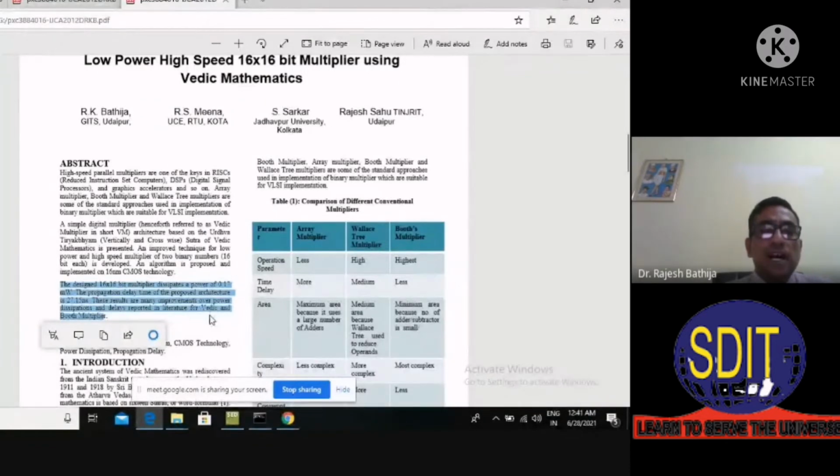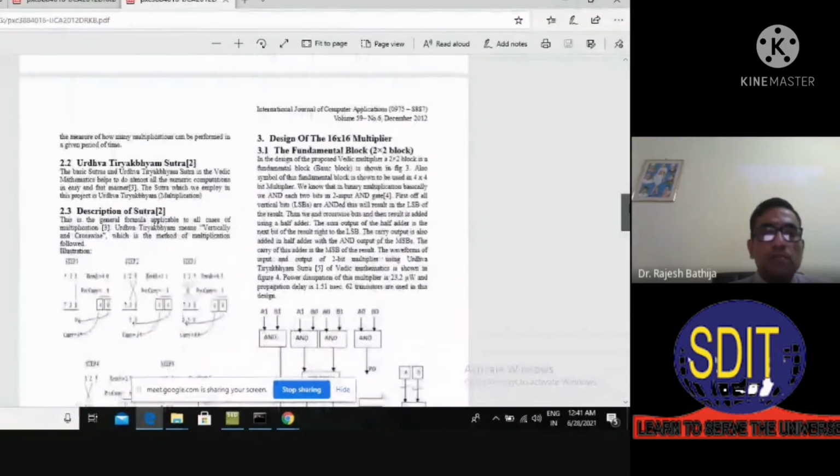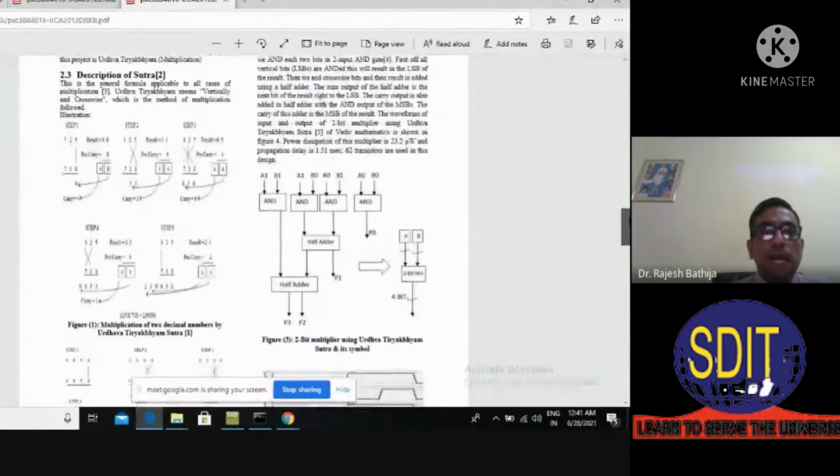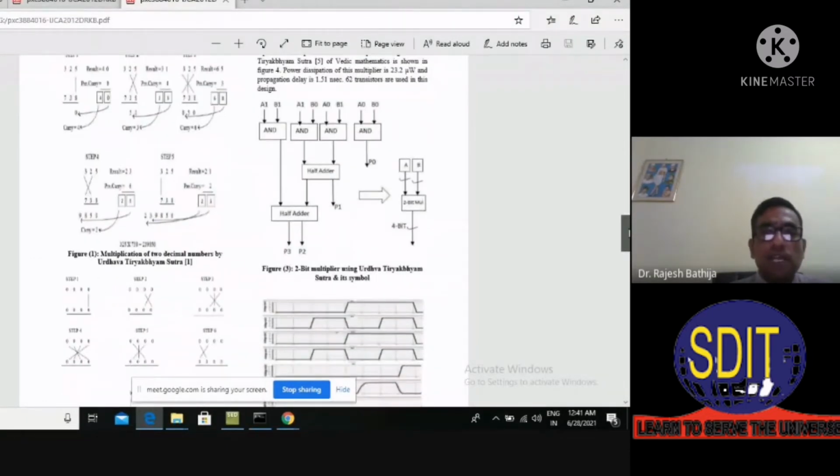The results show an improvement over the current Booth multiplier, Wallace tree multiplier, array multiplier, and a lot of other multipliers available in the literature. So we have developed a scheme through which the multiplier speed can be enhanced, and that has all been implemented on the schematic editor of the Tanner tool.